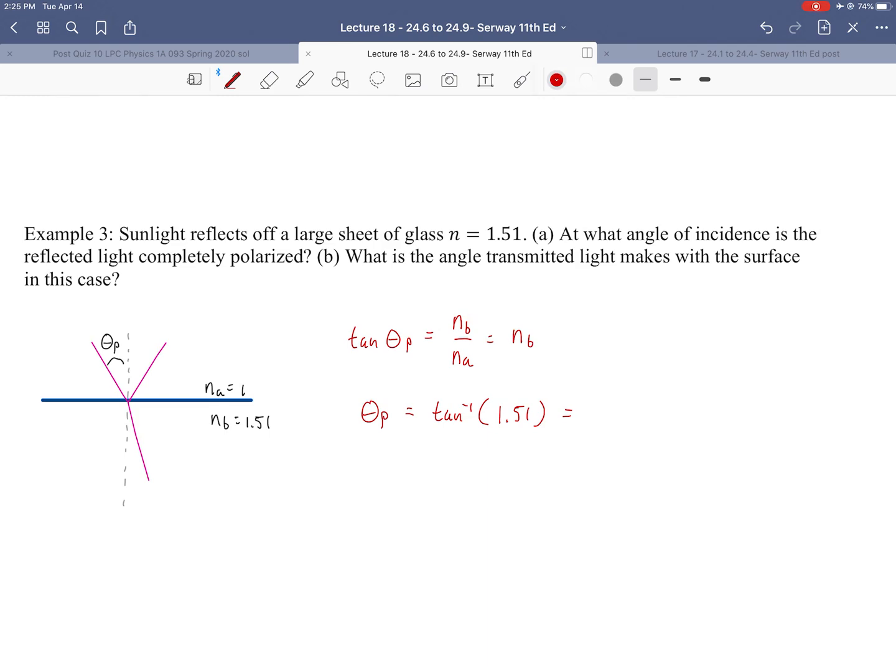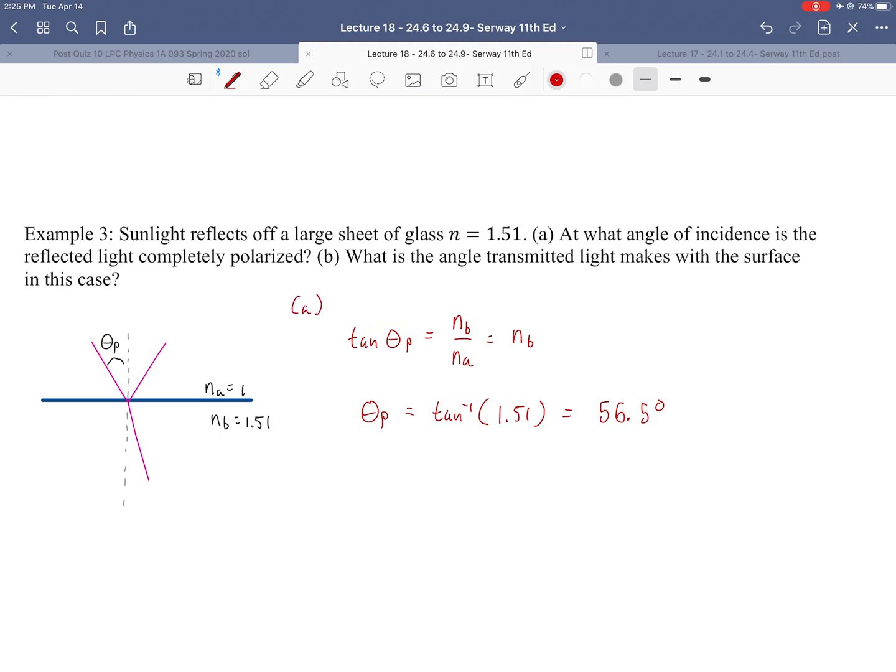So let's see what that gives us. Tangent inverse of 1.51 gives me 56.5 degrees, working at 3 figs. So 56.5 degrees, and that's the answer to part A.